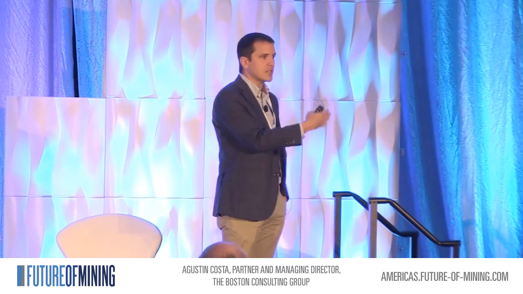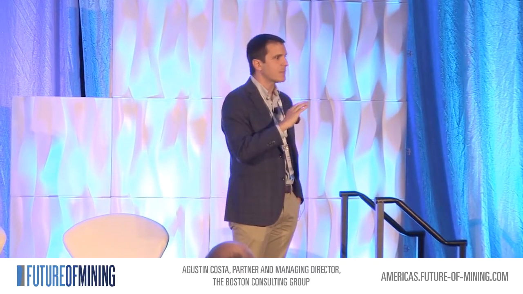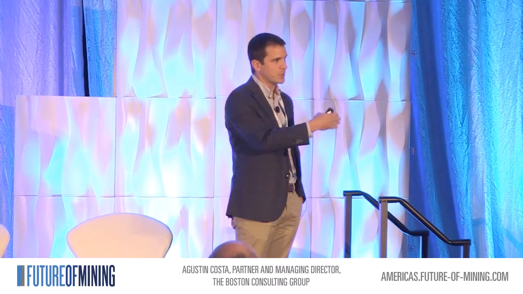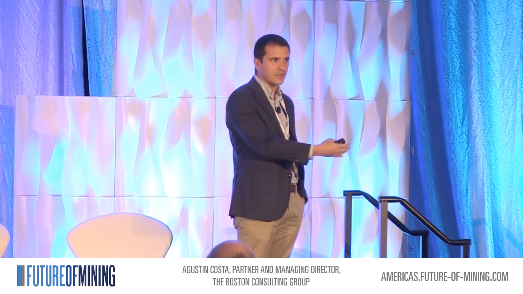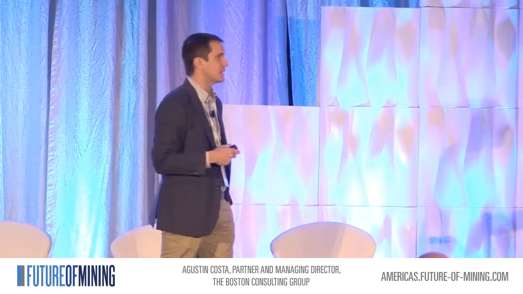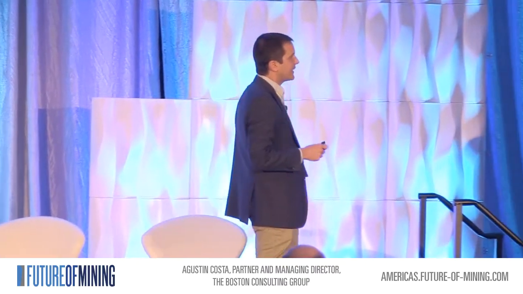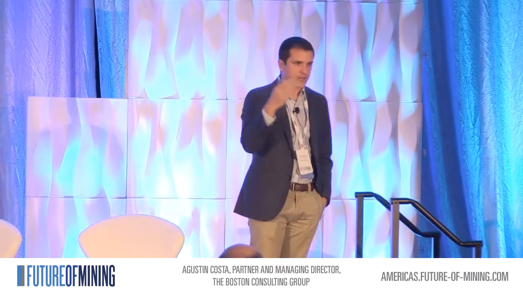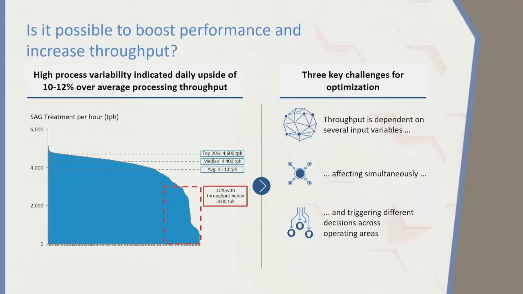But then how can we optimize this? If there's always something about it, how can we optimize this? We expect an expert system to do it by itself on the SAG mill, but it's not using techniques as advanced as machine learning. And it's difficult because, as I mentioned before, you have several variables affecting simultaneously, and many times you have several decisions taking place at the same time, many times by different areas of your company.